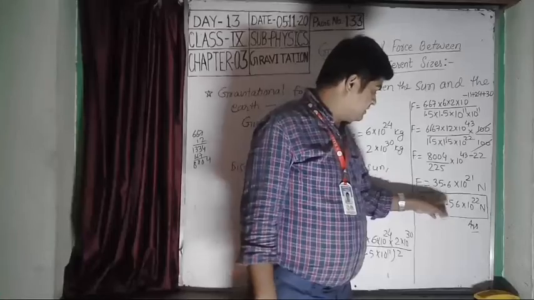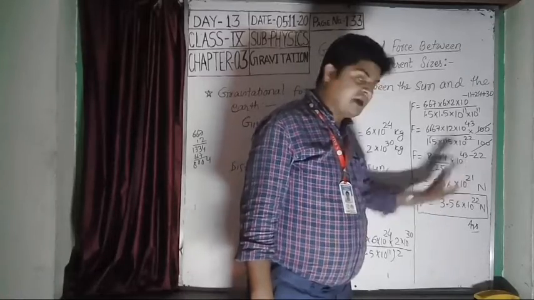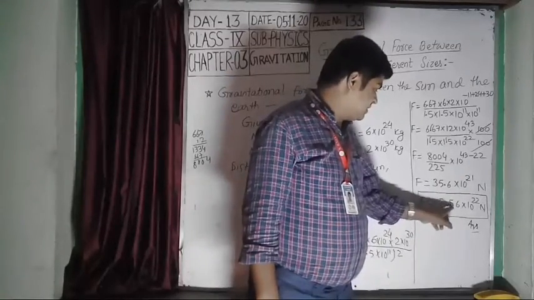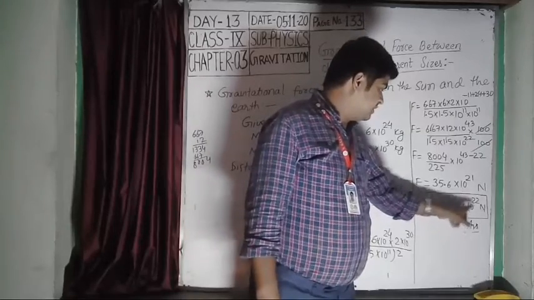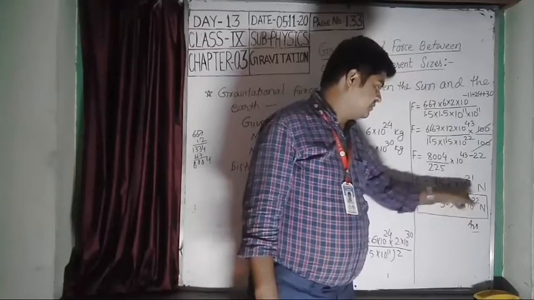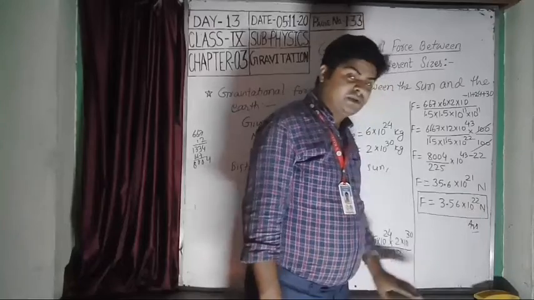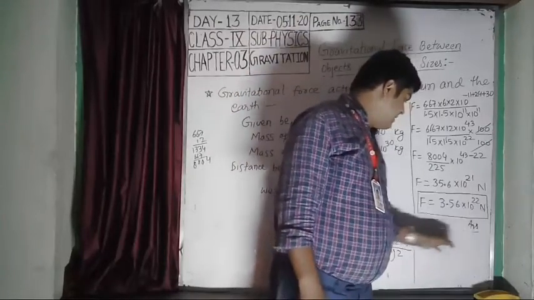So here you will divide by 10 and multiply with 10, so it becomes 3.56 into 10 to the power 22 Newton. So this is your final answer.